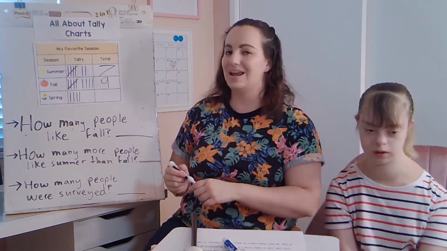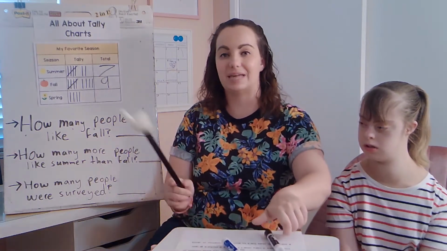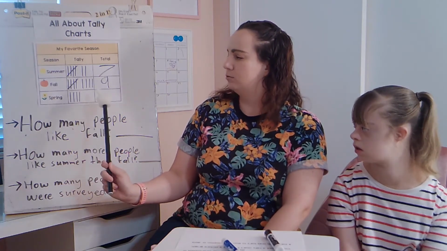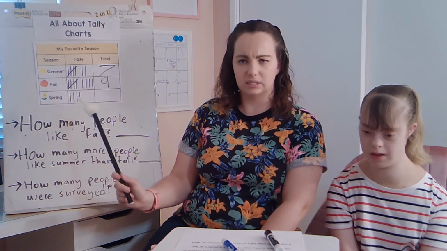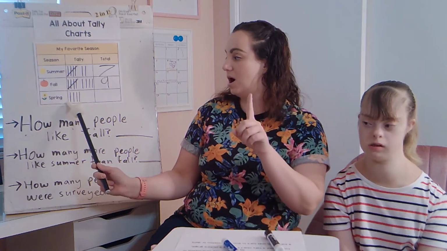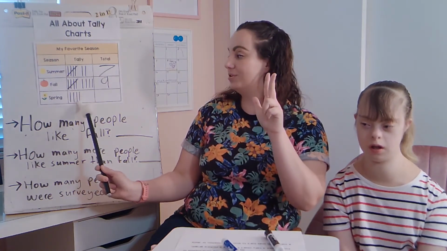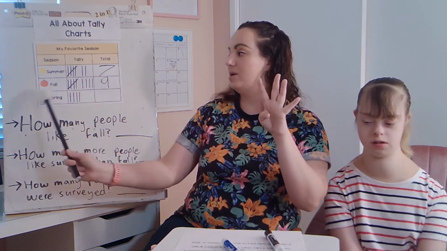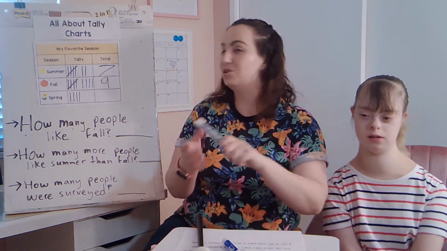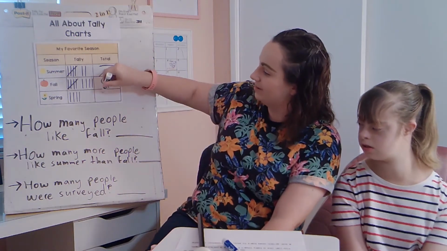Awesome. Okay, let's look at the last season on this tally chart. Spring. I don't see the special 5, so it's less than 5. Let's count how many people said spring was their favorite season. Let's count it together. Ready, set, read with me. 1, 2, 3, 4. Good. How many people like spring? I say 4. Very good. So we write 4 over here.